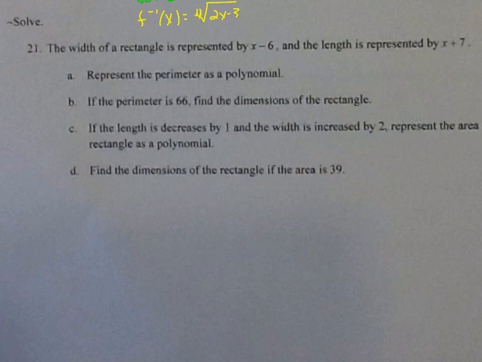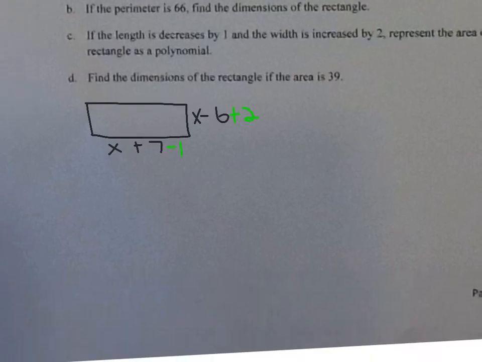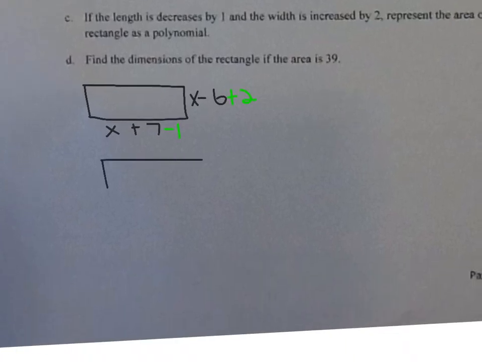So it says, if the length is decreased by 1, so I'm going to redraw my picture. Sorry, I just need more room. All right, so we had the width was x minus 6, and we had the length was x plus 7. So now it says, if the length is decreased by 1, so I'm going to minus 1 from the length, and the width is increased by 2, so I'm going to add 2 here. Right, so now this is my rectangle. This is my new rectangle. So this is x minus 4 and x plus 6.